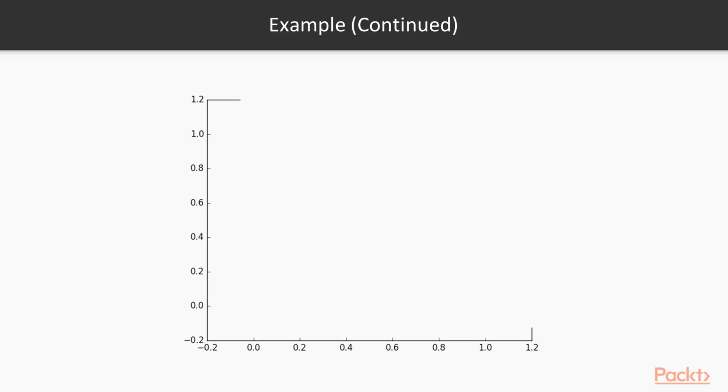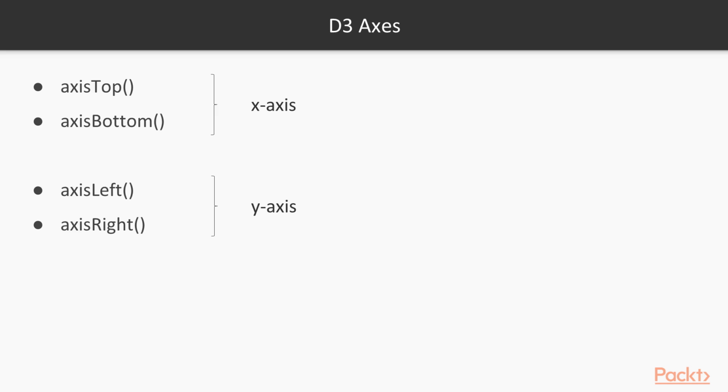D3 provides an easy way to add the axis so you don't have to think or calculate the distances for the line ticks. The way you create an axis is similar to everything else in D3. You chain a few methods and you pass in the data. The axis is an SVG and it will be created by D3. You have 4 functions to use: axis top, axis bottom, which are for the horizontal axis or the x-axis, and axis left and axis right, which are for the vertical axis or the y-axis.